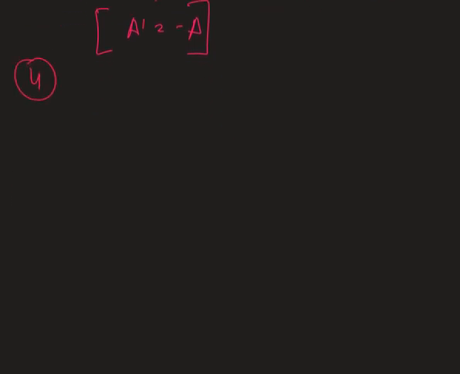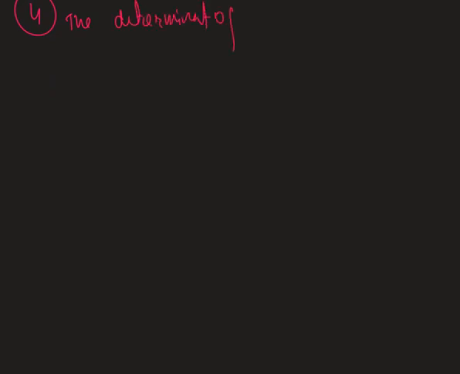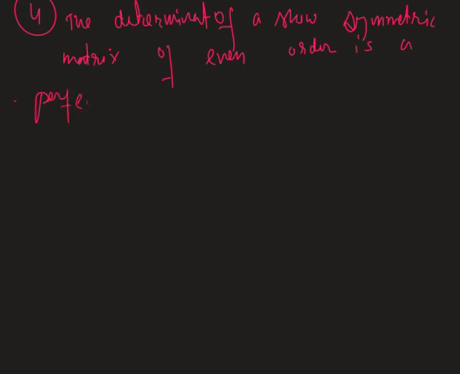Now the fourth one. The determinant of a skew symmetric matrix of even order is a perfect square.